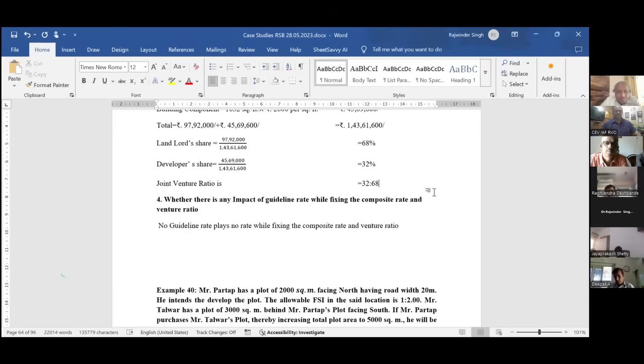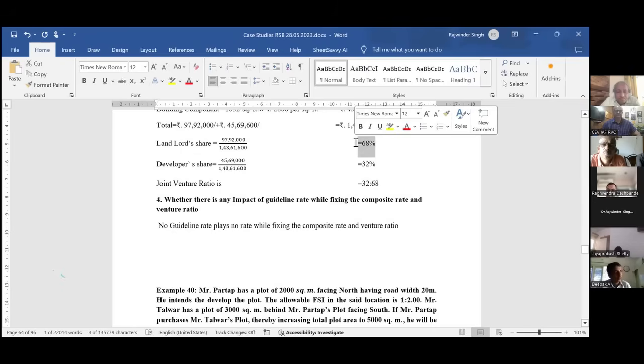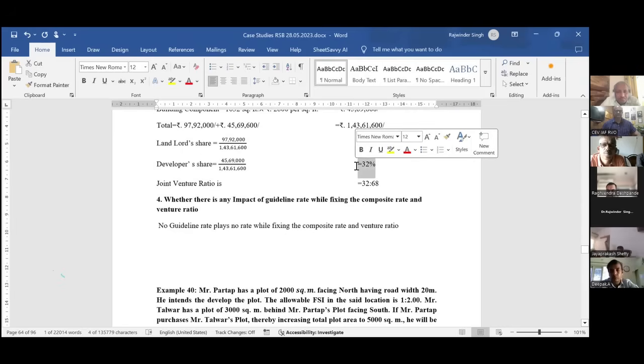So basically, what happens is that once they construct the apartments, they divide their number of apartments as per their share. Generally, let us suppose they have constructed 100 apartments, out of which 68 apartments will be under the share of landlord and 32 will be under the share of developer, while calculating capital gain or other things.